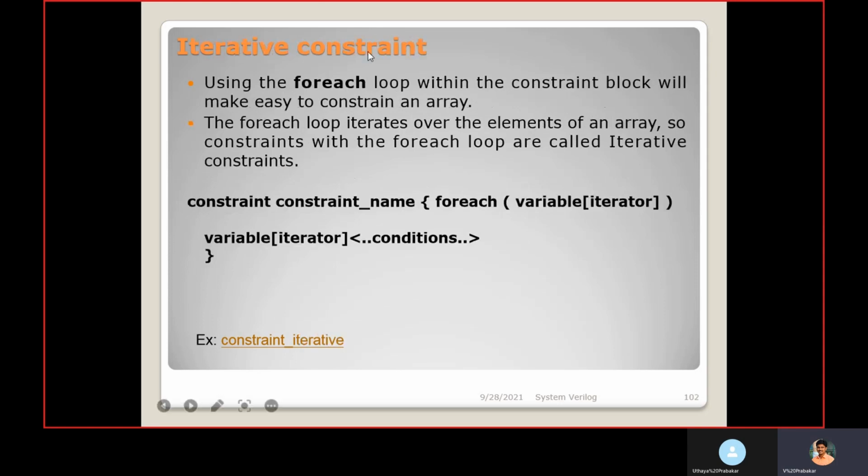Then the iterative constraint, it is used to randomize the elements of an array. Using a foreach loop within the constraint block makes it easy to constrain an array. So this is the general syntax: constraint name, foreach. Here we should mention the array variable name, then iterator i. Within that you can mention the variable iterator and the corresponding condition. So each element, based on this condition, values will be assigned for each element of the array. See the example.